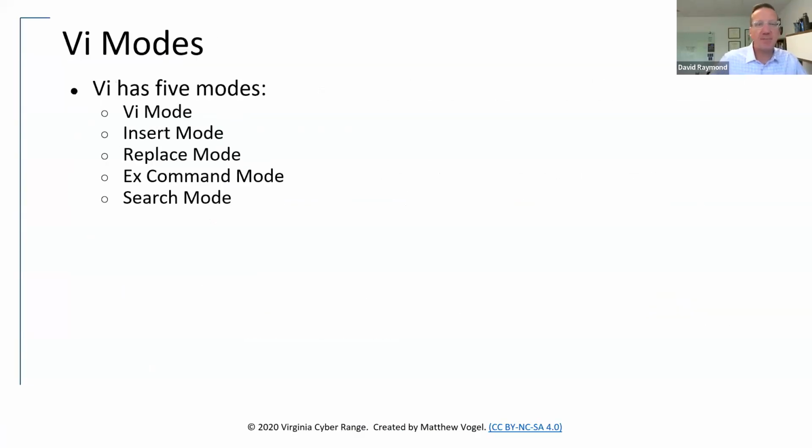So VI has different modes, five different modes, and depending on what key you press at what time, that'll take you into a different mode. Again, it's a little bit confusing, but I'm going to try to make it straightforward. So the basic mode is VI mode, right? When you first start up VI, you're in VI mode.